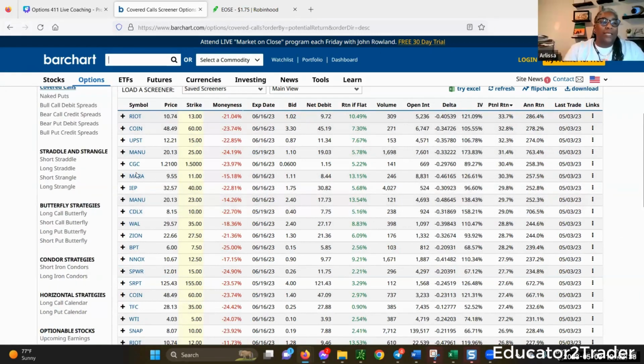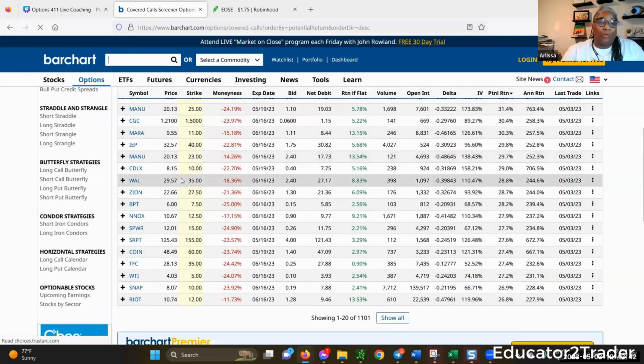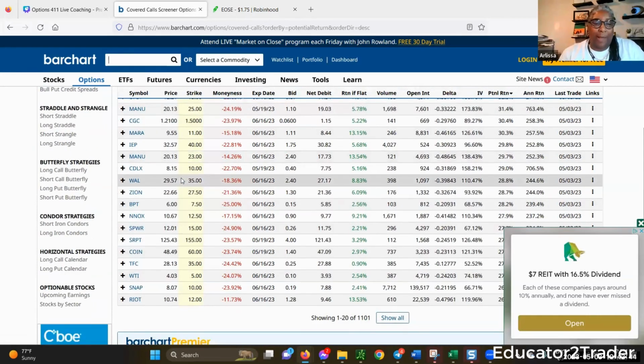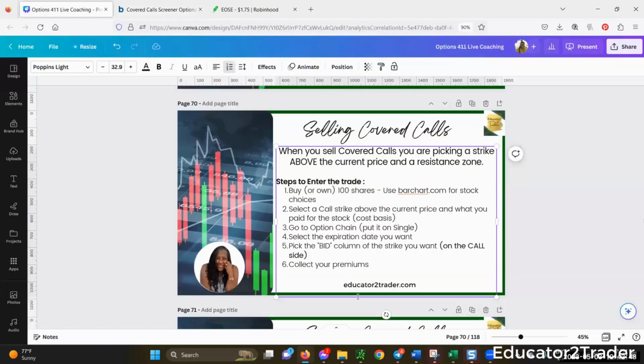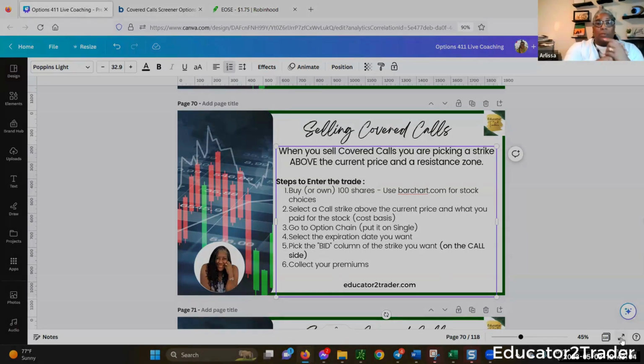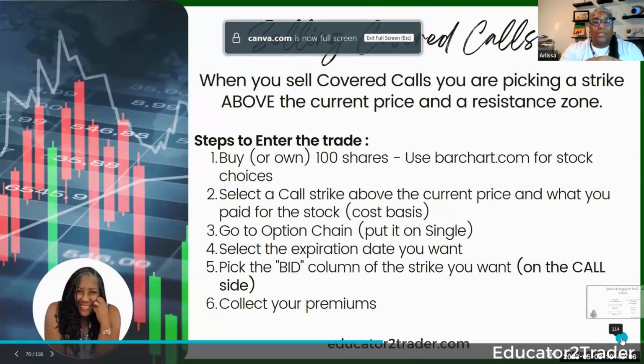So you can look at these. I would use Barchart to find a stock I like, and then I would determine when I want it to expire. That's how I do that. Select a call strike above the current price and what you paid for the stock, your cost basis. Go to the option chain, select the expiration date you want, pick the bid column of the strike you want on the call side, and collect your premiums. Those are the steps.